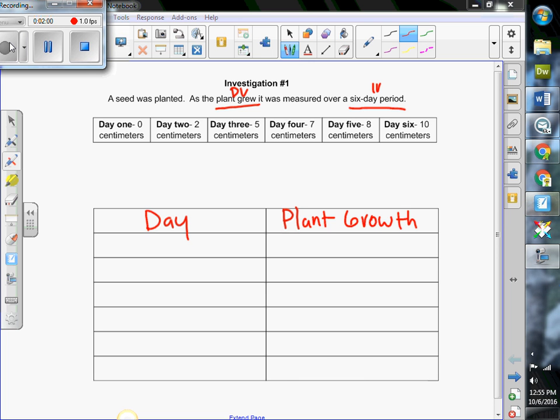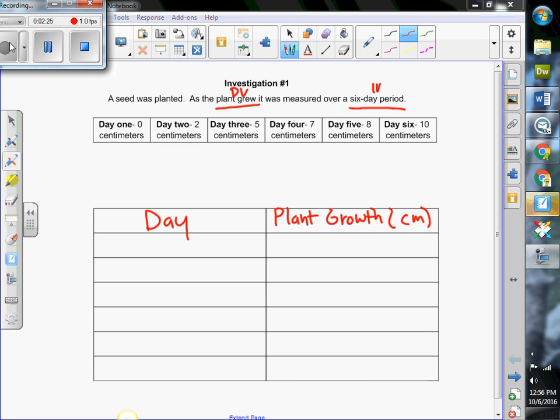Okay, and I wrote that too big there, let's try that again. We want to make sure that we can fit our units of measurement into the column heading. And in this case, we are going to measure plant growth in centimeters. So I put centimeters in parentheses here.